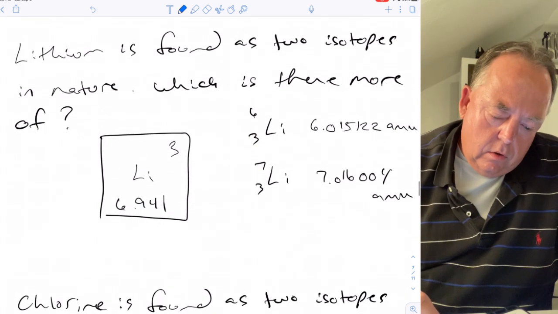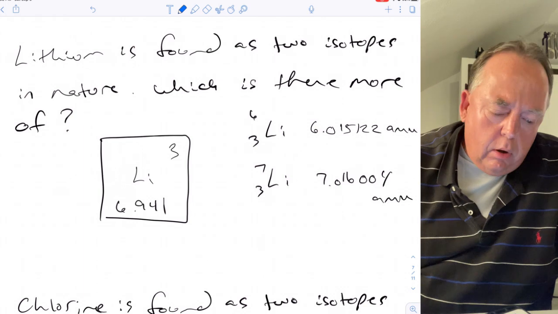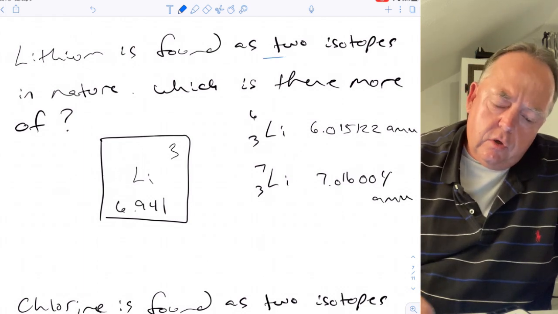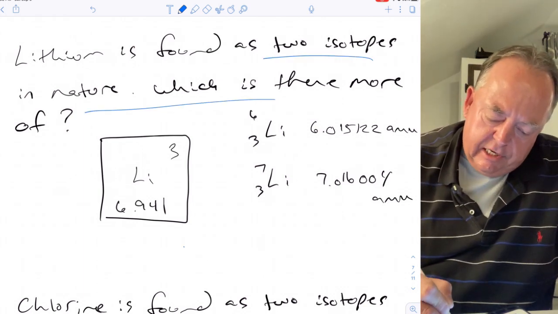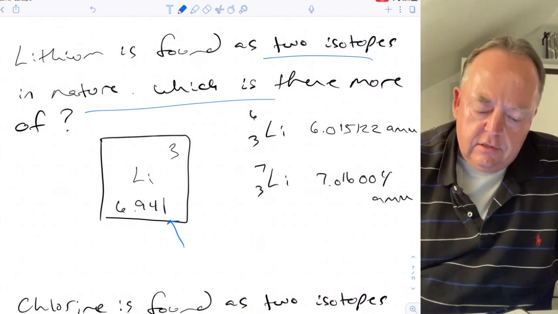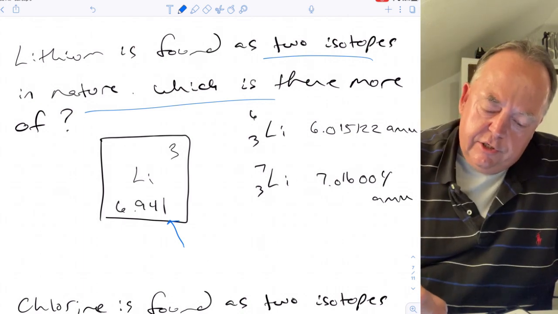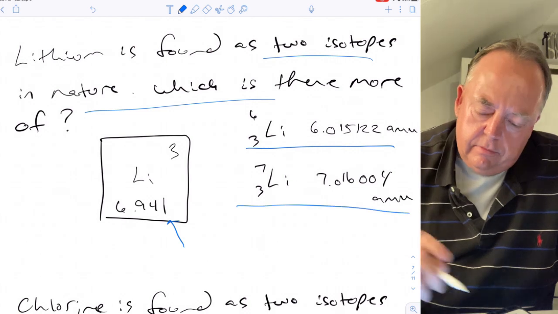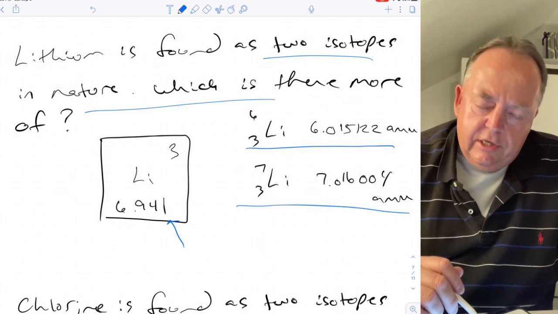Okay, so let's just apply some of this. So lithium is found as 2 isotopes in nature. If you look at the periodic table entry for lithium, it looks like this. So there's some lithium-6 in nature, and there's some lithium-7 in nature. So which one is there more of?